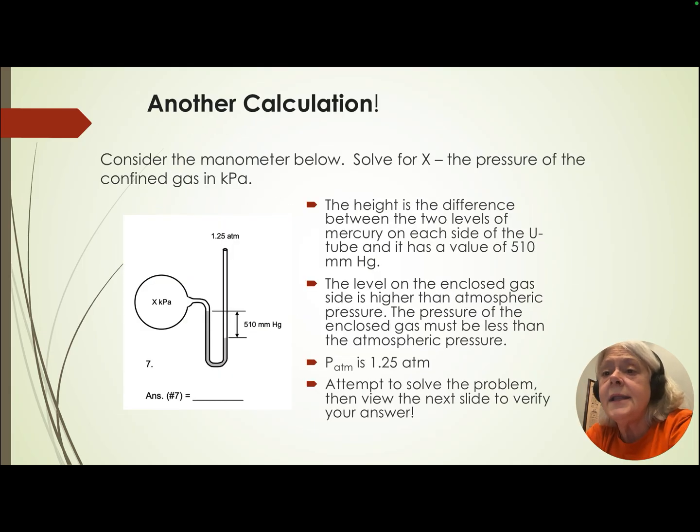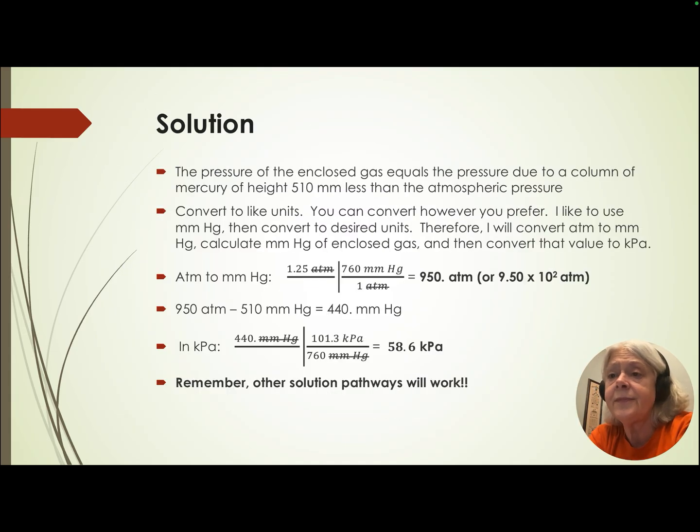Let's consider this manometer. We're asked to solve for X, which is the pressure of the confined gas, in kilopascals. Again, the height difference is shown. We can see that we have 510 millimeters of mercury. We can see that the level on the enclosed gas side is higher, which means that the enclosed gas pressure will be less than atmospheric pressure. We are given an atmospheric pressure of 1.25 atmospheres. Please try to solve the problem, then view the slide following to verify your answer.